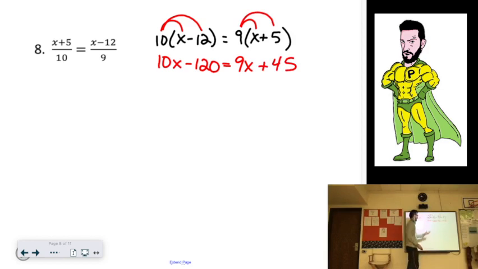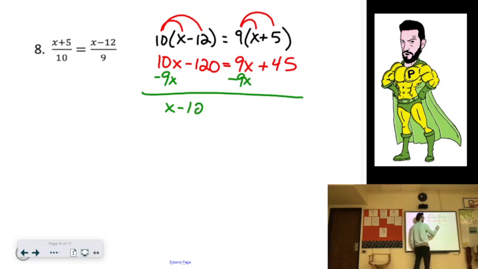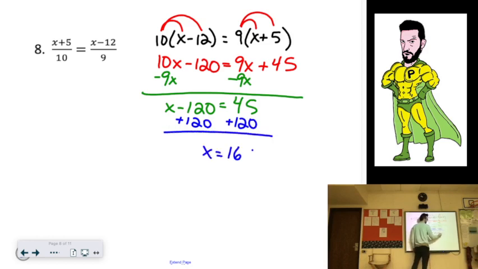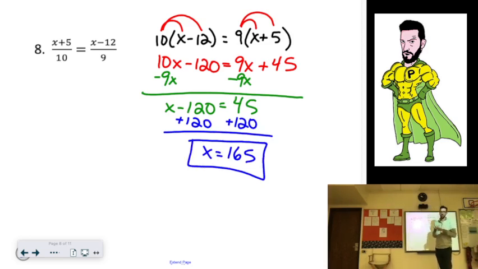All right. I would subtract 9x from both sides if I was doing this. 10x minus 9x is 1x. X minus 120 equals 45. And then we just have to get rid of minus 120 by adding 120. So that would give us x equals 165. So we've practiced the multi-step proportions 4 times at this point.